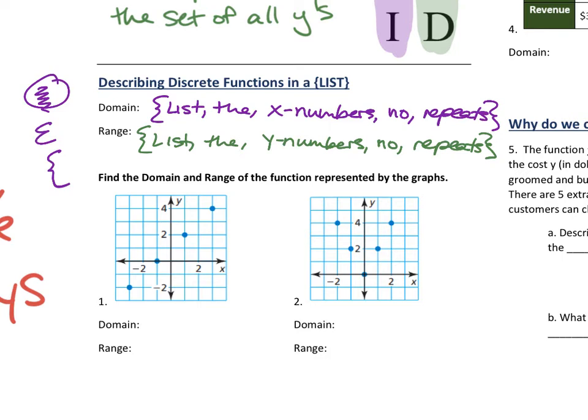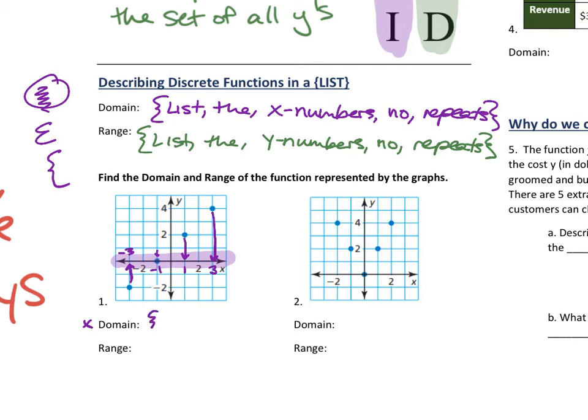For the domain, remember I'm looking for the x's. So all of the x's are here on the x-axis. I'm looking for all of the numbers that I use on that axis. Well, here's where one of the points is at. That's at -3. Here's where another one of the points is at. That's at -1. This guy is at 1, and this guy all the way over here is at 3. That's their place on the graph on the x-axis.